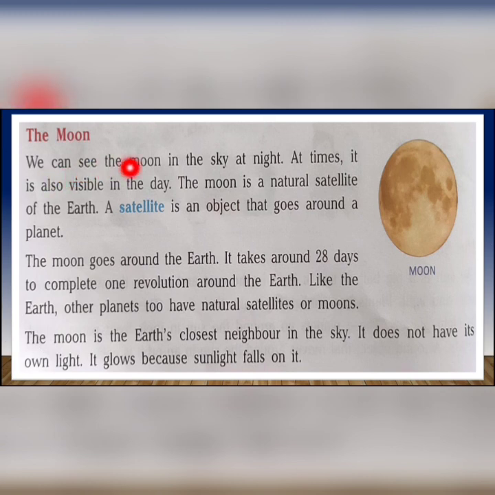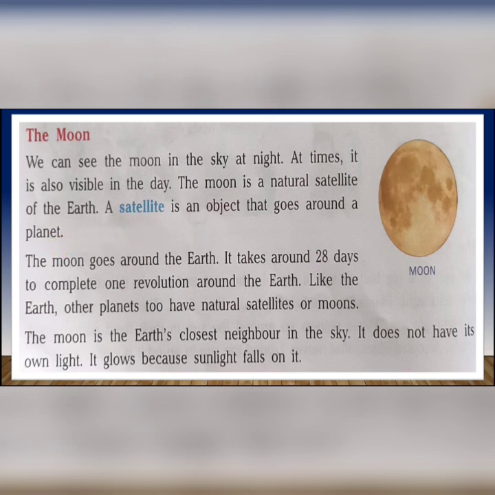We can see the moon in the sky at night. At times, it is also visible in the day. The moon is a natural satellite of the Earth. A satellite is an object that goes around a planet. Here we have learned a new term, right?